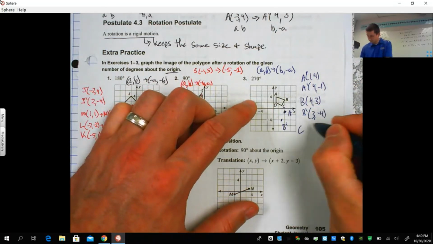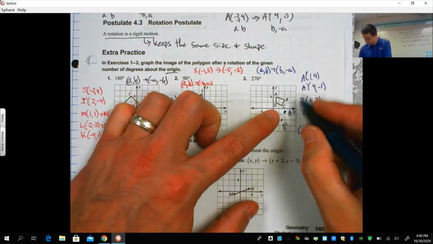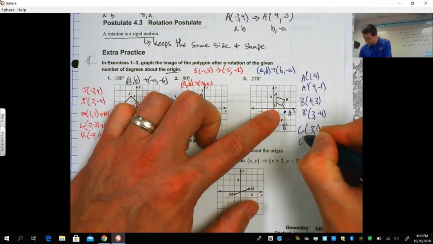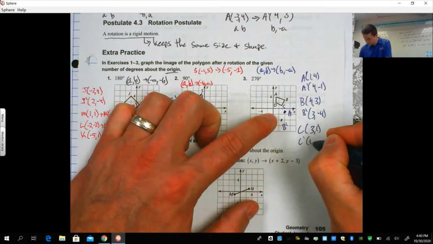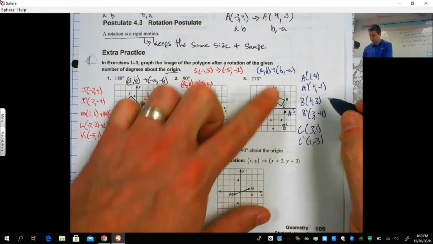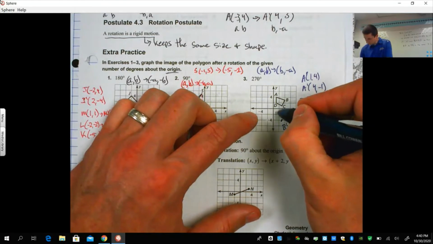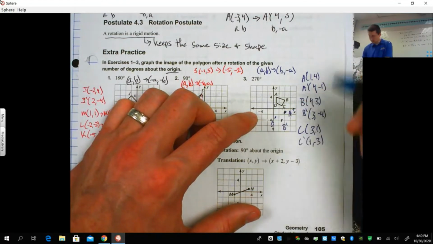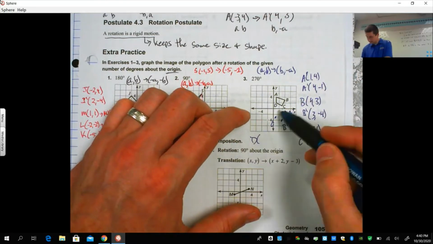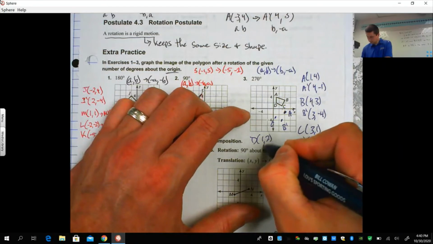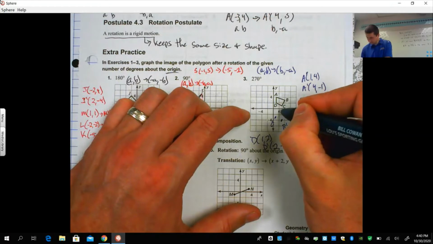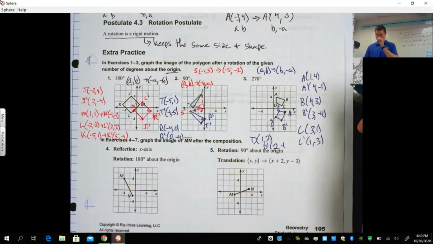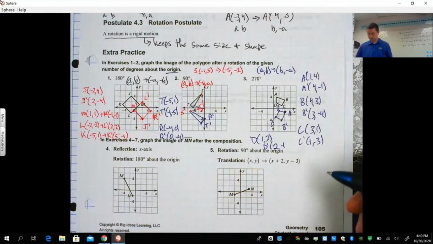See how we're using these rules? C is at 3, 1. C prime is going to be at 1, negative 3. B negative A. So 1, negative 3. There's C prime, really tight in here. D finally is at 1, 2. D prime is going to be at 2, negative 1. Just notice how I'm labeling the points and write down all my work so I can get it done here.